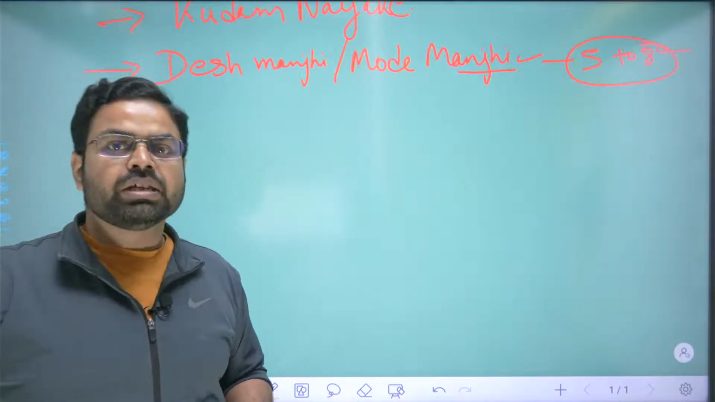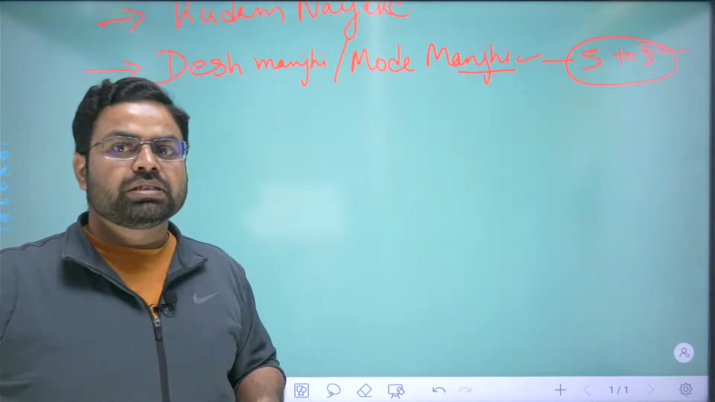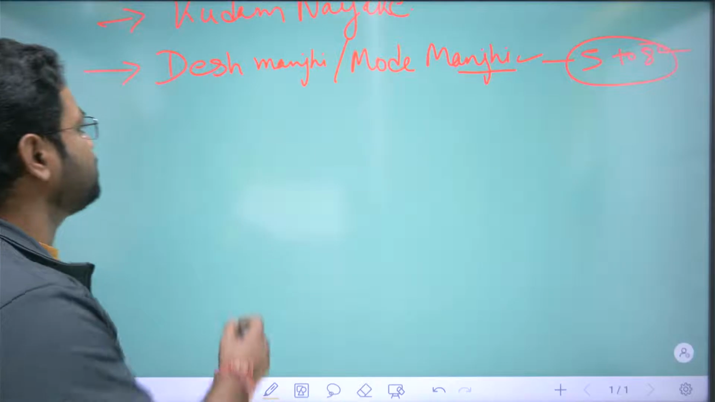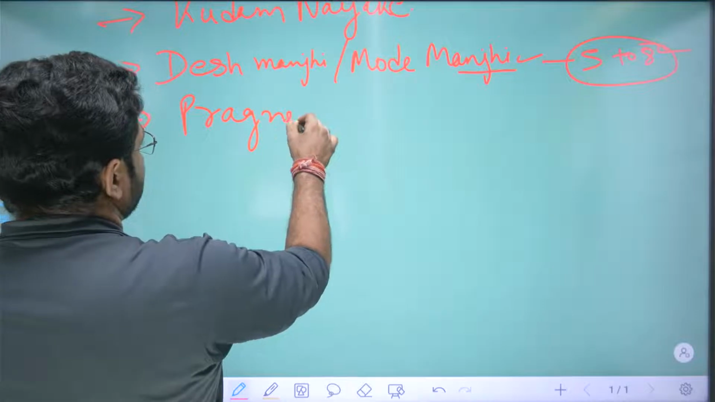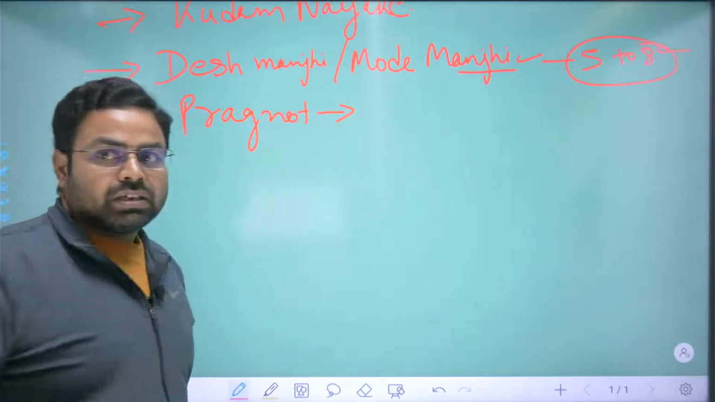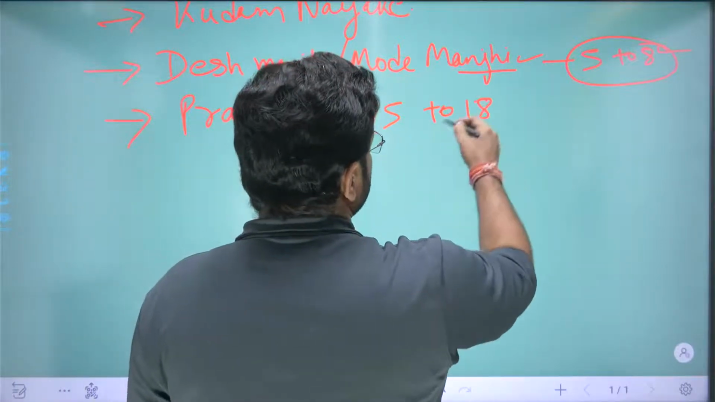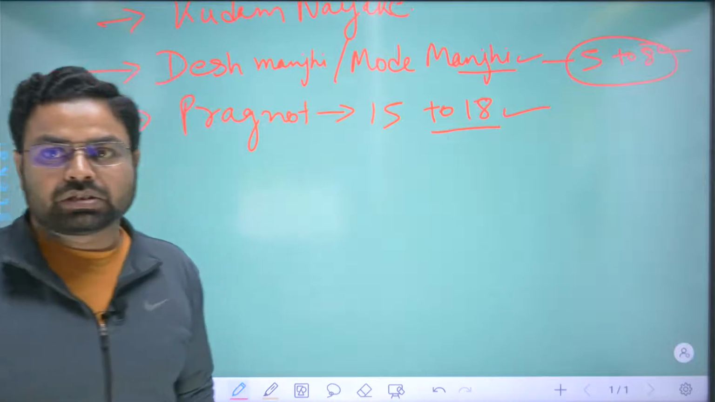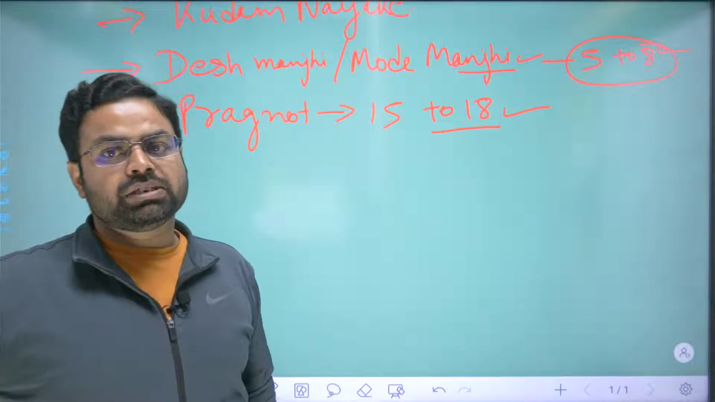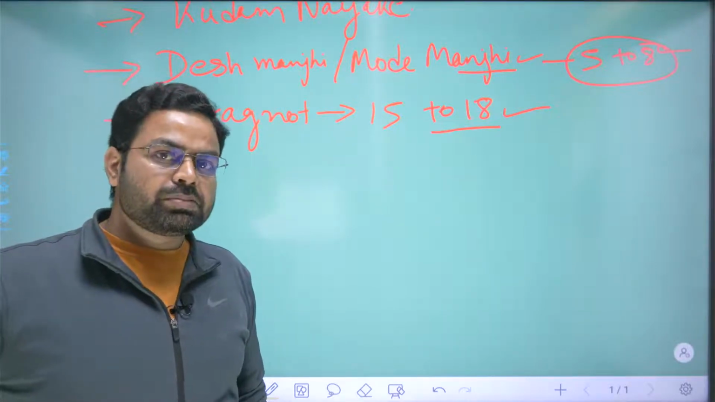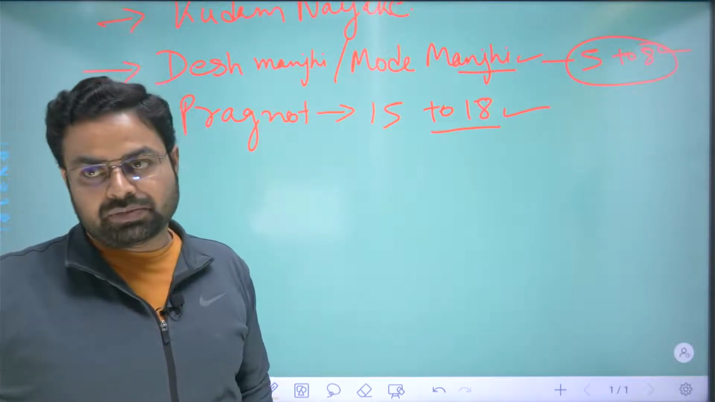And if in any case the person is not willing to respect that verdict also that has been pronounced by the Des Manjhi or the Mode Manjhi, then the Pragnoth used to come into picture. Here around 15 to 18 villages used to make a Pragnoth, and this was the higher level authority than the Des Manjhi or the Mode Manjhi. In this Pragnoth all the Manjhis and the Praniks used to be members of the Pragnoth.